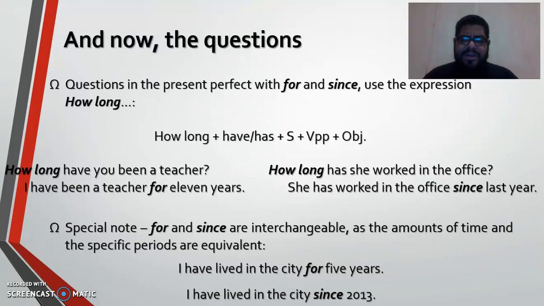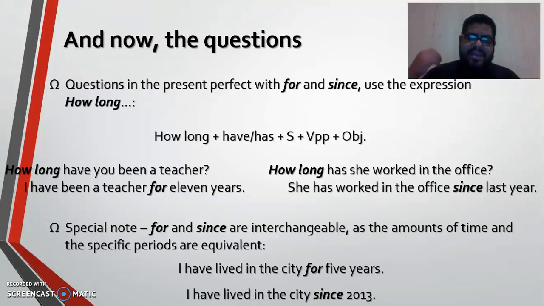And there is a special note. For and since are interchangeable, as I mentioned before, as the amounts of time and the specific periods are equivalent. For example, I have lived in the city for 5 years, or, I have lived in the city since 2013. Okay, teacher, how do you know that it's the same? Well, remember, we're talking about the present perfect with for and since. We are talking about an activity or action that took place in the past, but its effects are still observable in the present day. We're talking about today, the present day, the present year.